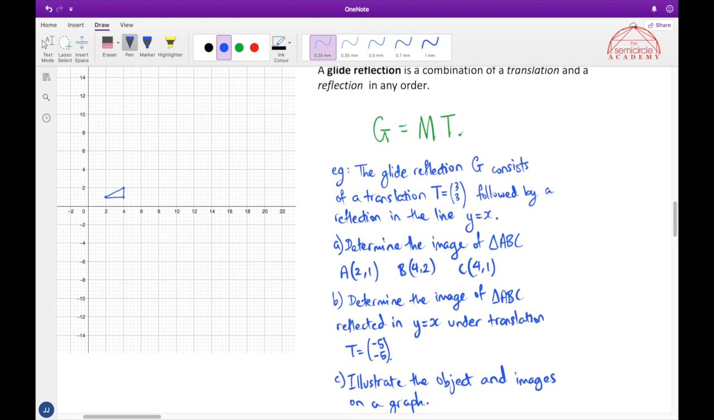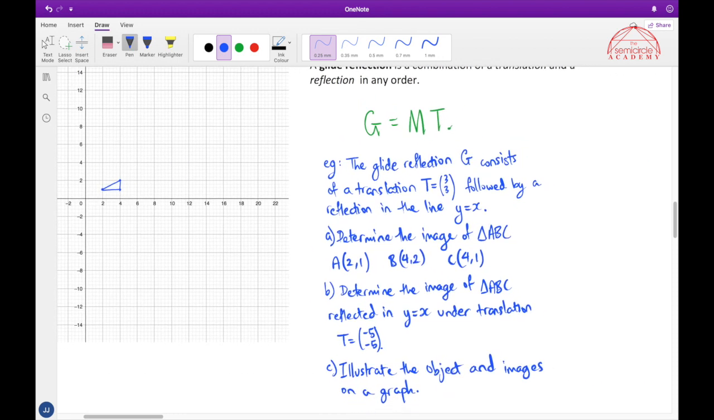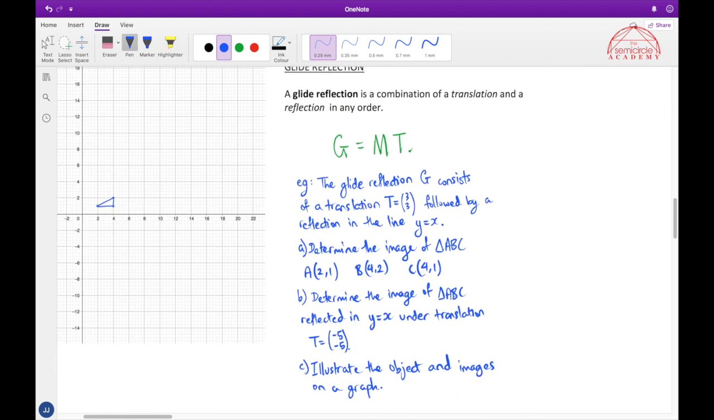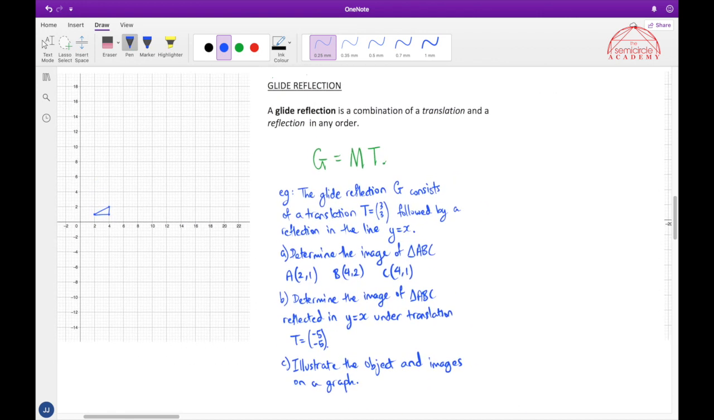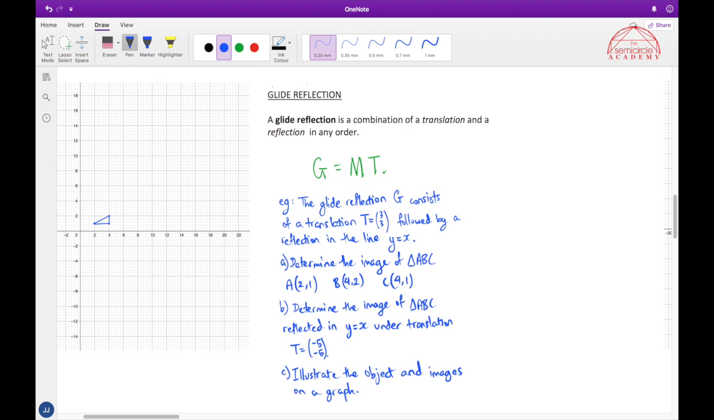Now we take a glide reflection. And what is a glide reflection? A glide reflection is simply a combination of a translation and a reflection in any order. So let's take a look at this example here.